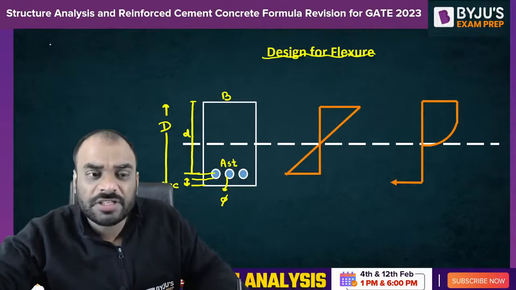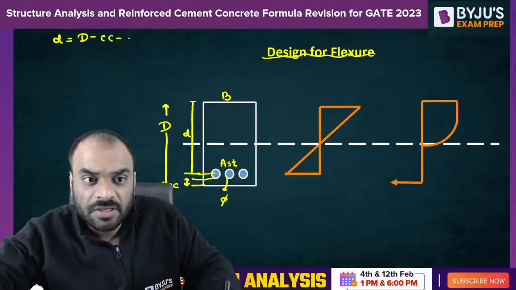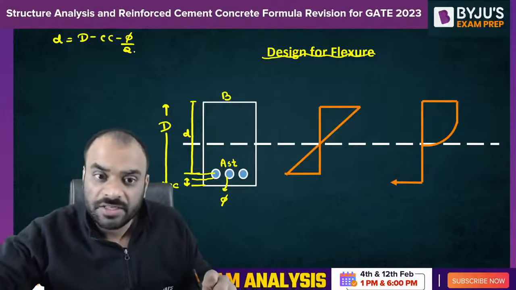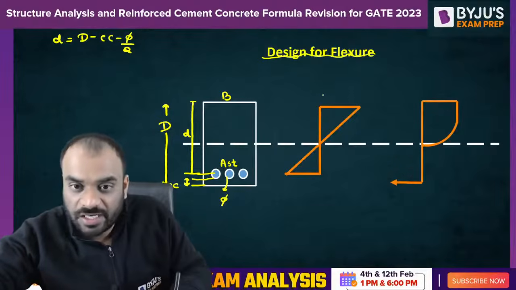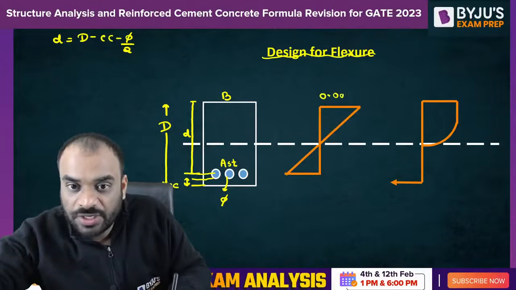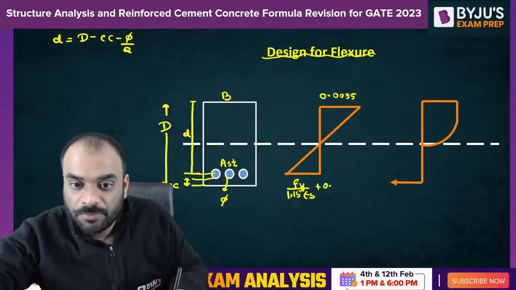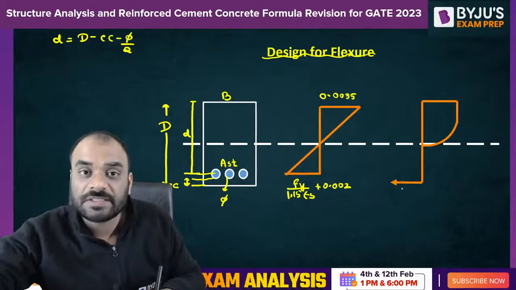How can we calculate the small d? It is very easy. Small d can be written as capital D minus clear cover minus dia of tension reinforcement divided by 2, right? So this is our small d value. Now this one is what? Our strain diagram. So what is the value of strain? 0.0035. Now this one is Fy divided by 1.15 ES plus 0.002, right?